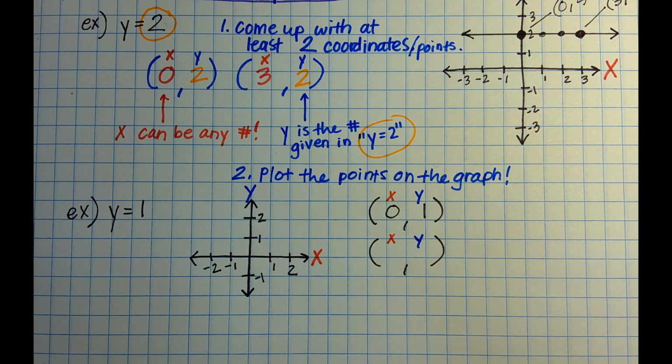You can pick any number. It's kind of a trick question. It can be any number. You could have picked 1,000,000. Absolutely. 0, 1 is perfect. That's exactly right. How about another coordinate?